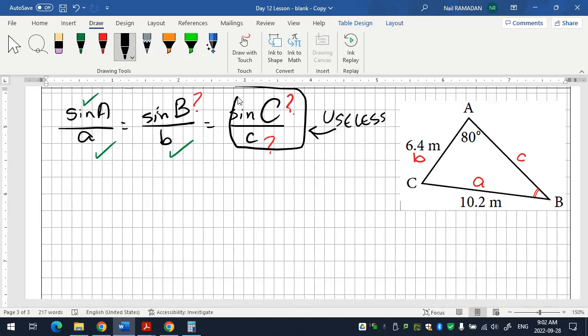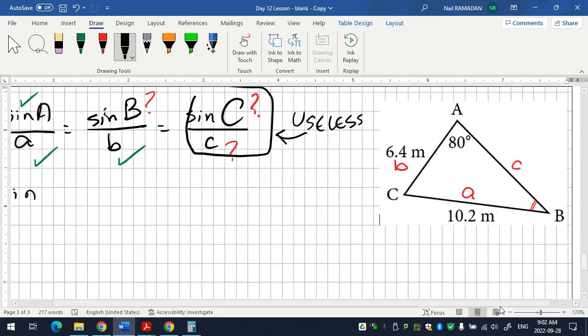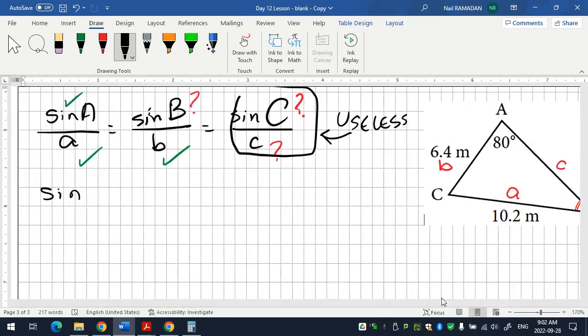Okay, what numbers then? Sine of 80 degrees over A, which is 10.2, equals sine of what? Yeah, I don't know it. I'm going to keep calling it sine B until the very end, over 6.4.